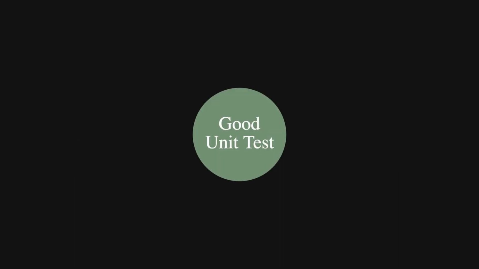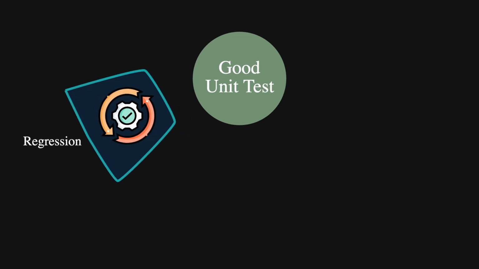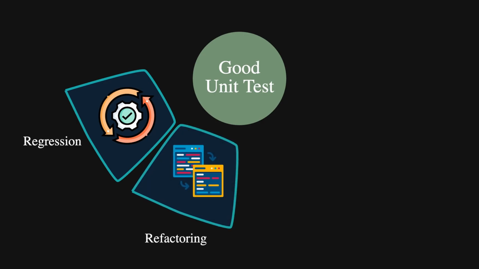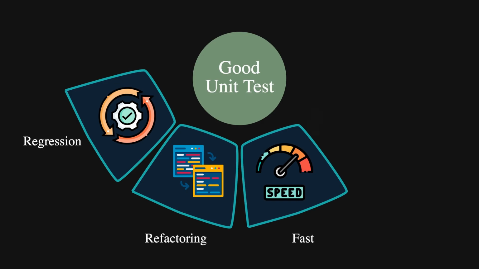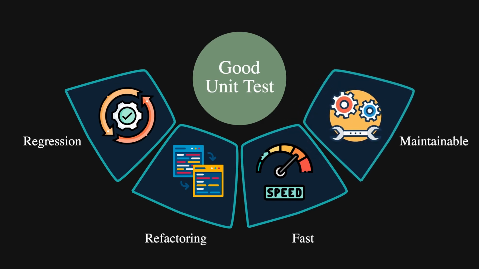to production. Before we can understand why mocking can lead to bad tests, we first need to identify what makes a good unit test. There are 4 qualities that make up a good unit test. 1. Unit tests should help protect against regression. 2. Refactoring the piece of code should not cause the test to fail. 3. It should provide fast feedback. And 4. It should be easy to maintain over time.